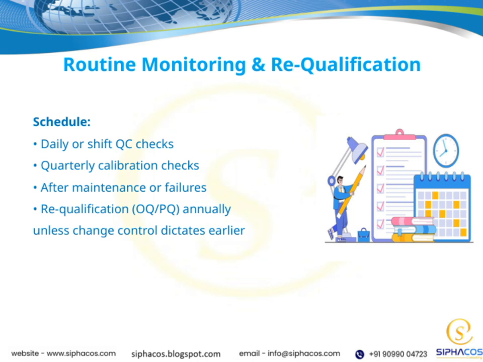Now for requalification, which includes operational qualification or OQ and performance qualification or PQ. This is typically done annually. However, if there are any significant changes through change control processes, this schedule might need to be adjusted to an earlier requalification. All these steps are essential to ensure ongoing compliance, optimal performance, and ultimately, product quality. By following this schedule, we're proactively catching issues before they impact our results, which ties back to the overall theme of maintaining high standards in our operations.